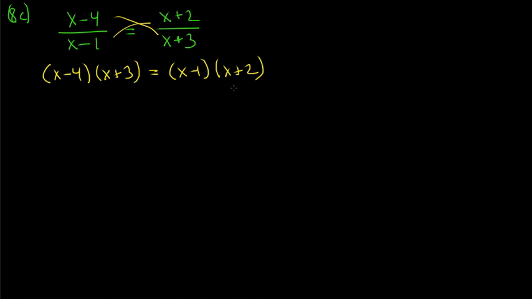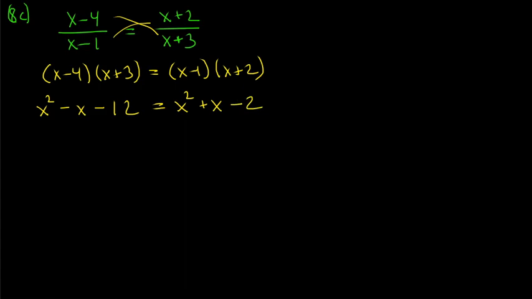So not much choice here. We got to expand all this out, multiply it out. You're going to get x squared minus 4x plus 3x is minus x minus 12. On the right, you get x squared plus 2x minus x is plus x, and then minus 2.